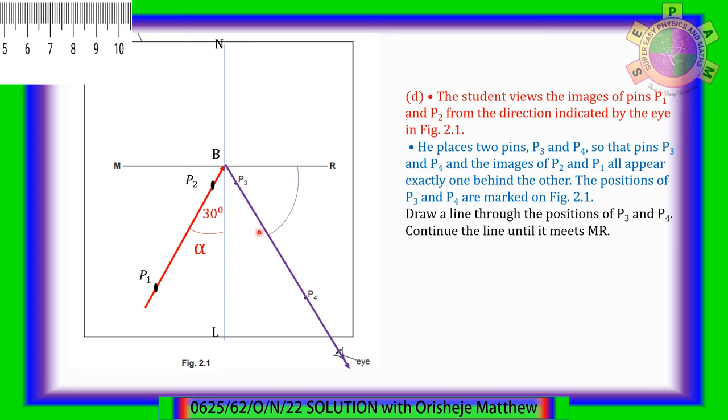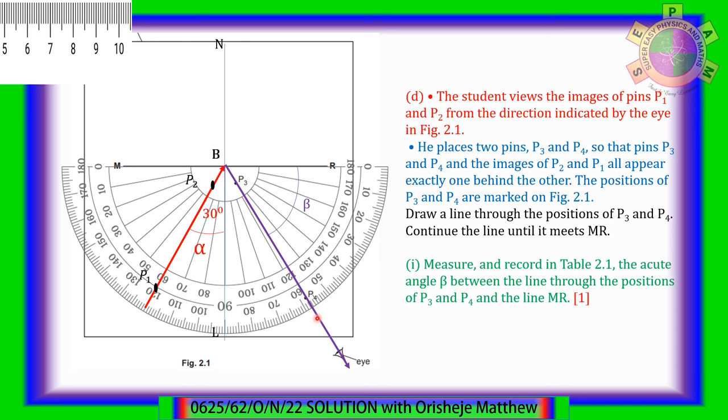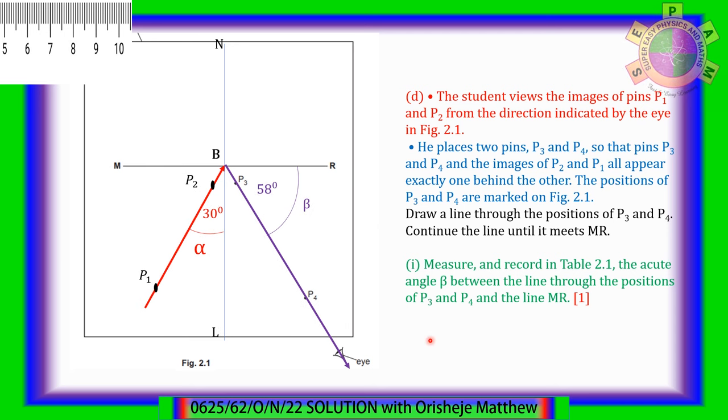So look at it. You say measure and record the acute angle beta between the line that connects the pin P3 and P4 and the line that is a mirror. So that is this. So if you measure this, let's see, that is about 58 degrees. So that is the angle.